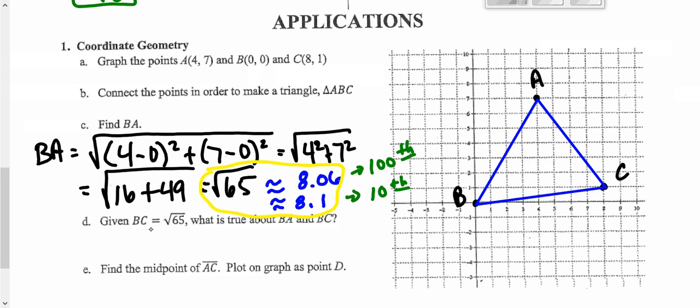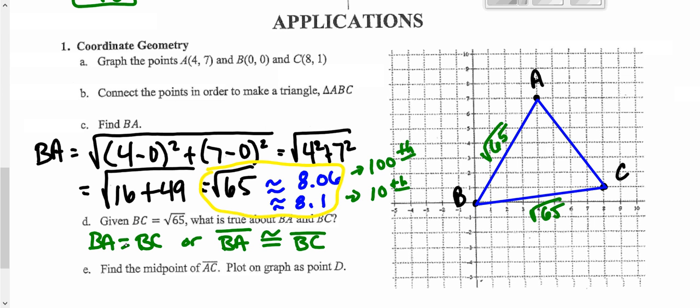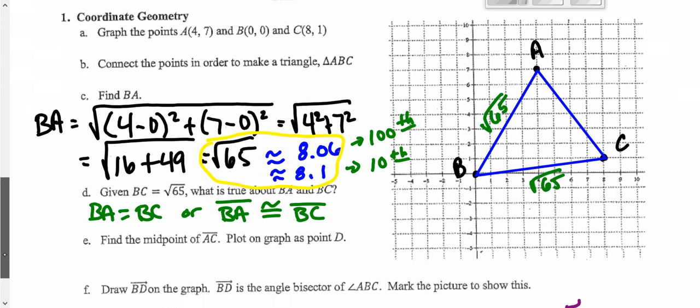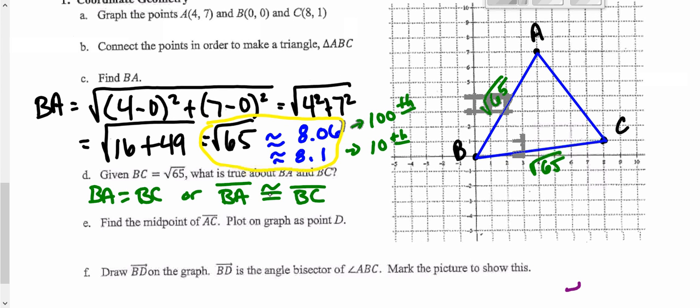Now it says given that BC is the square root of 65. Oh, remember that was what we just got for this one. So go ahead and write that here. What is true about BA and BC? Well, you can notice they're equal, of course. So BA is equal to BC, or if you'd like, you could say segment BA is congruent to segment BC. Remember, with equals, we're talking about numbers and measures. So the BA says the distance from B to A, whereas over here it says the segment BA. Segment BA is a name. So when we're dealing with congruence, we're talking about names. So equals numbers, congruence names.